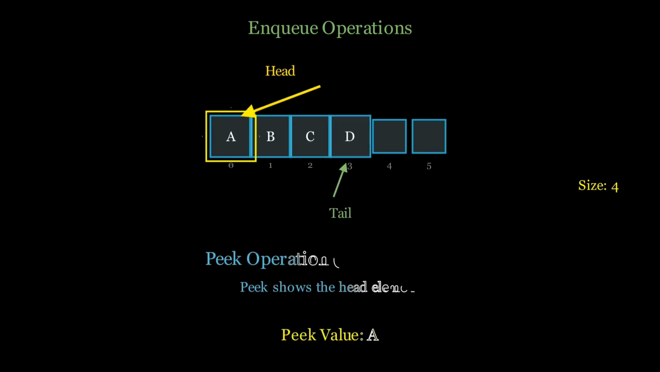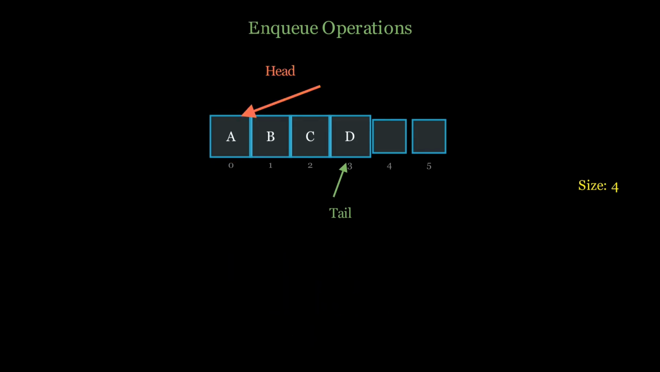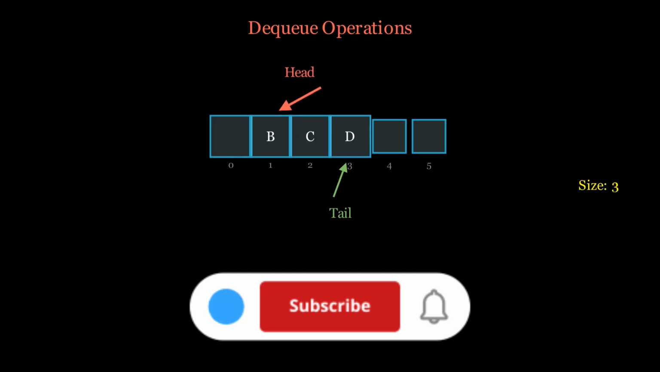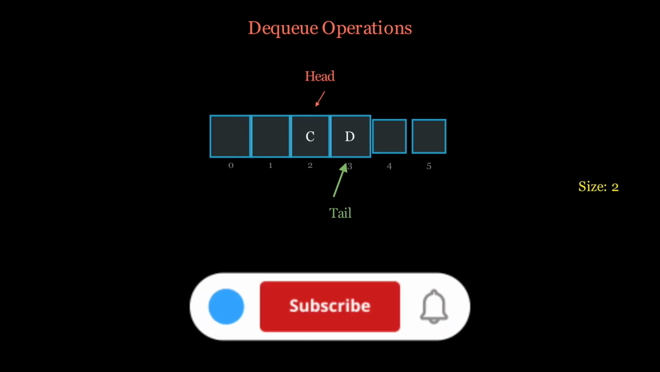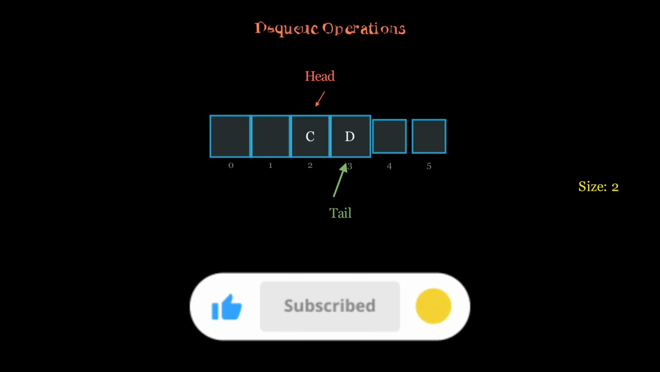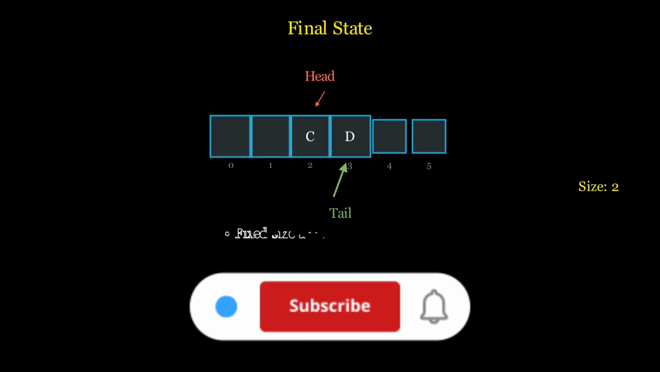It's time for another peek. Even this time it shows the head element without removing it, the same value A. Alright, now it's time for dequeuing. As the elements leave our queue, watch how the head pointer shifts to the next in the line. One by one, in the exact order they arrived, and the size counter stays perfect.